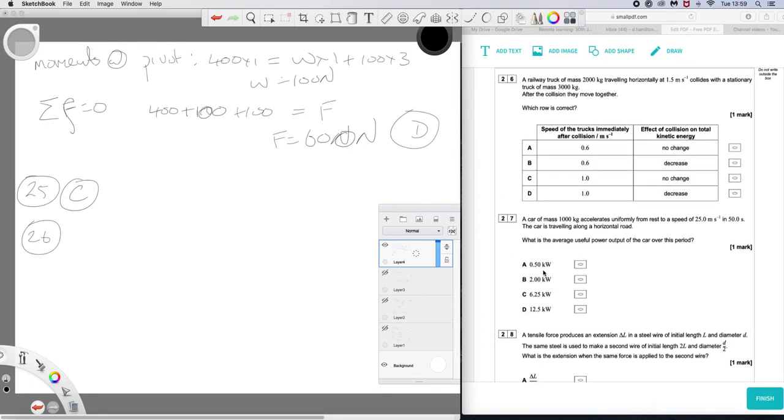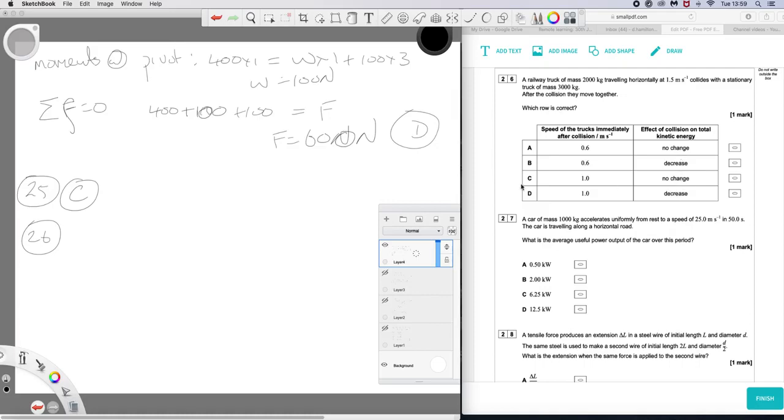A railway truck, mass 2,000 kilos, travelling horizontally at 1.5 meters per second, collides with a stationary truck and they move together. What is the speed of the trucks after the collision and the effect on the KE? Well, the KE will definitely decrease. It has to be B or D.